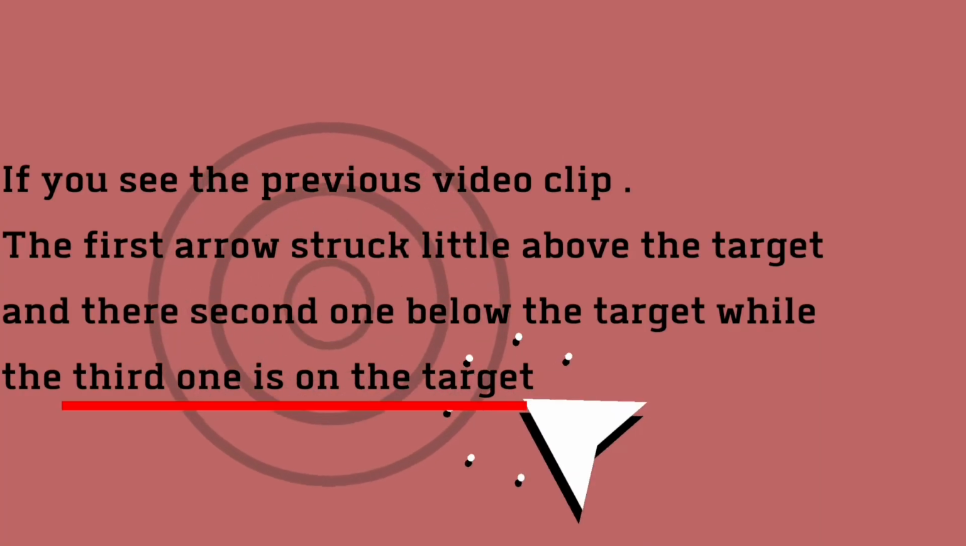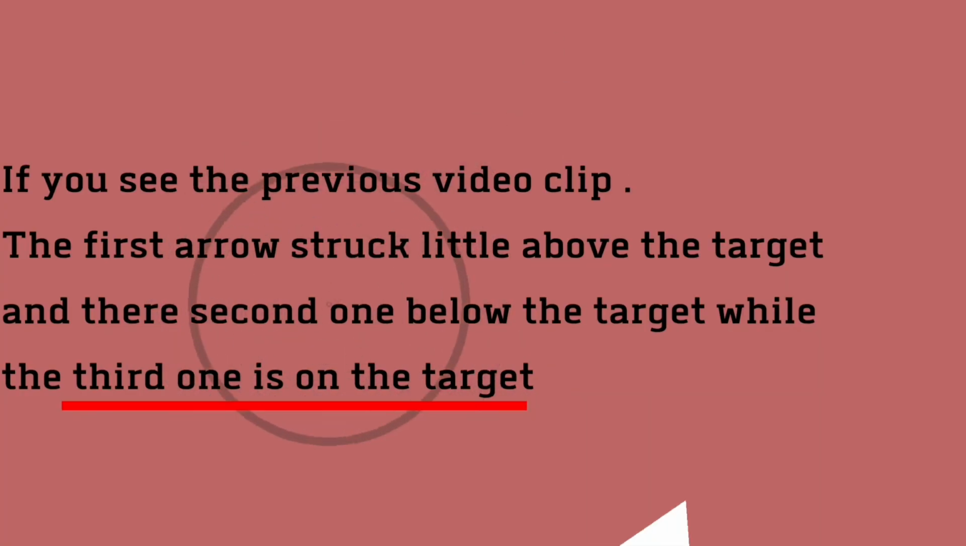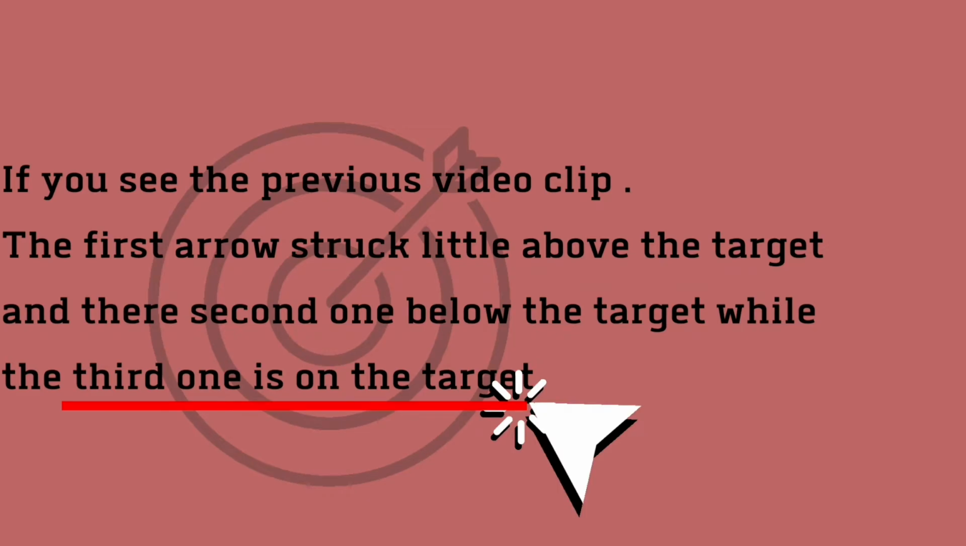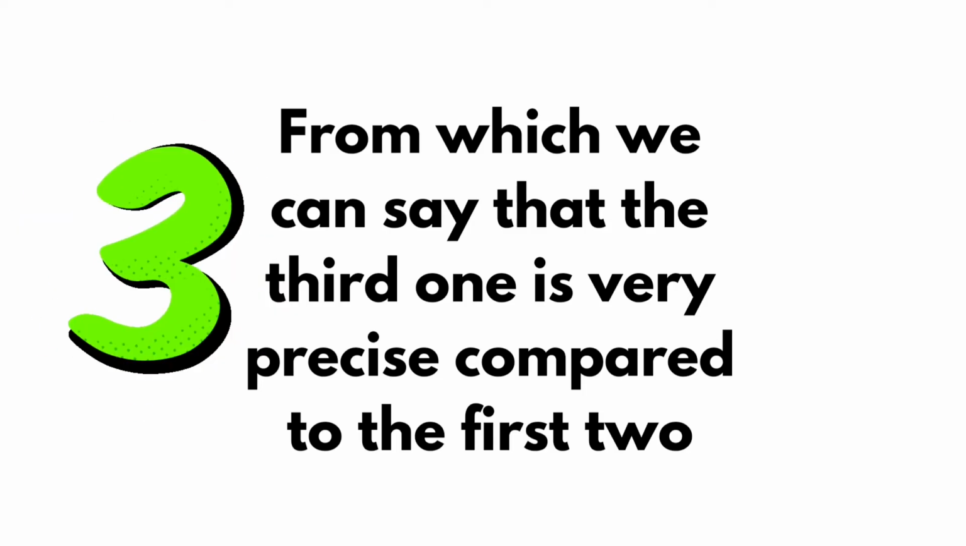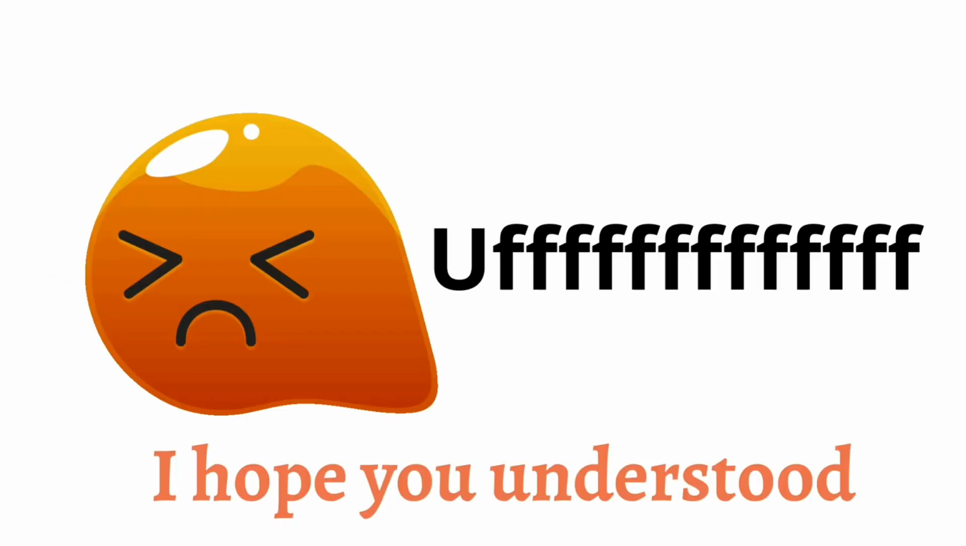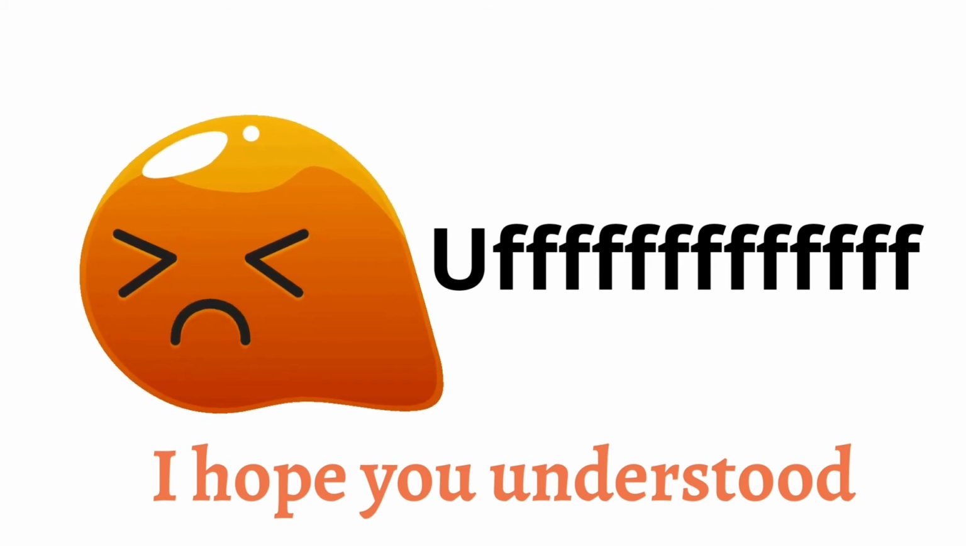See this small video. So if you see this, the first arrow and the second arrow strike a little above and below, whereas the third one was on the target, right? You can see this properly, right? So from this we can say that the third arrow is very precise compared to the first two, right? Okay, that could have taken a little time. Hope you would have understood.